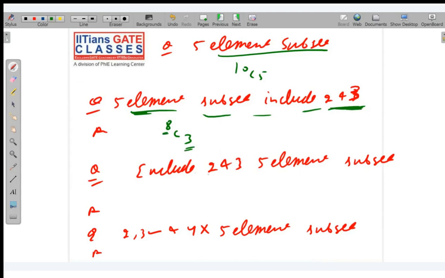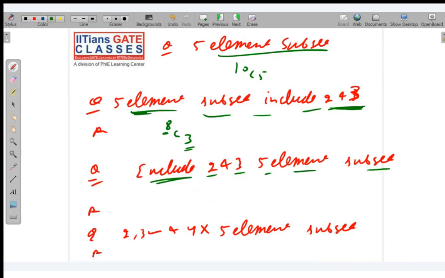Yes, next is exclude 2 and 3, 5 element subset. Same, I think we should not waste time here. Since we want to exclude now, the same kind of thing we have to apply. We want to exclude. That means what?